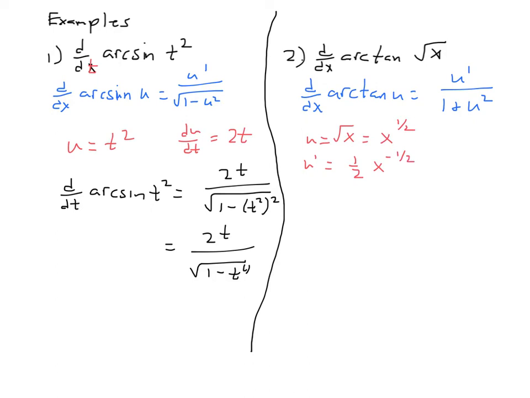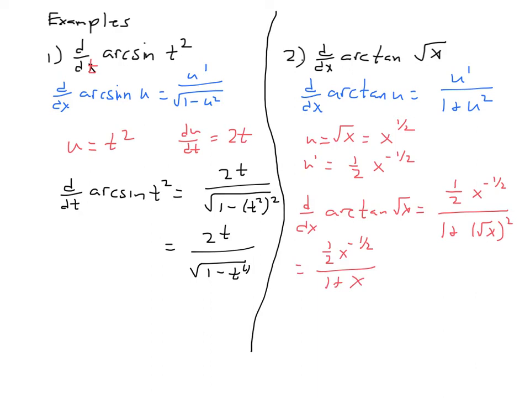And so when I work with this problem, I know that the derivative with respect to x of the arctan of the square root of x is going to be 1/2 x to the negative 1/2 all over 1 plus the square root of x, that thing squared, which will be equal to 1/2 x to the negative 1/2 all over 1 plus x.